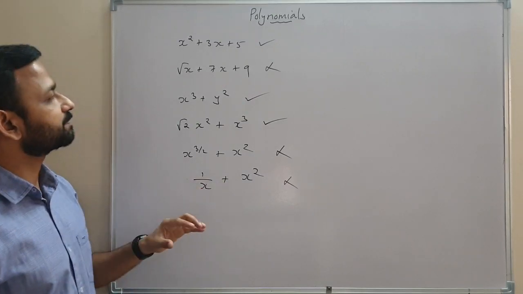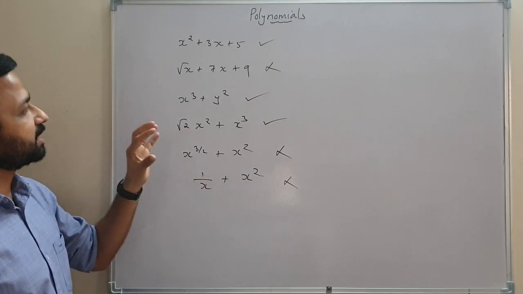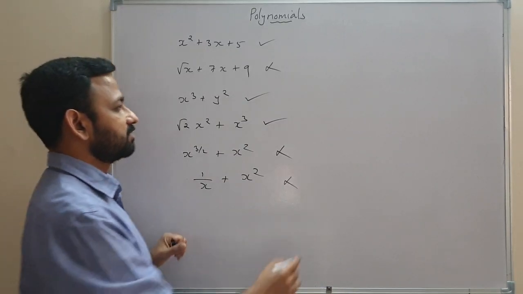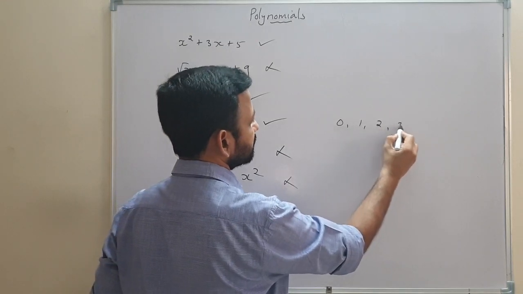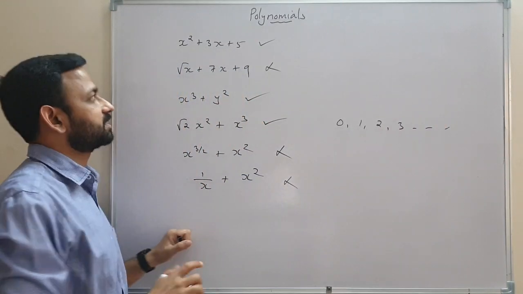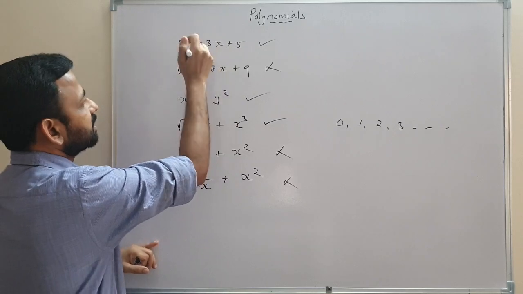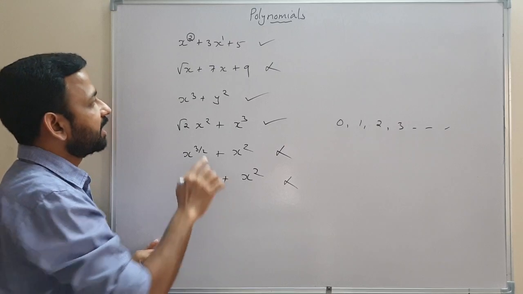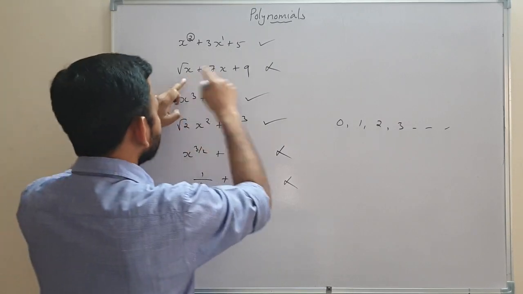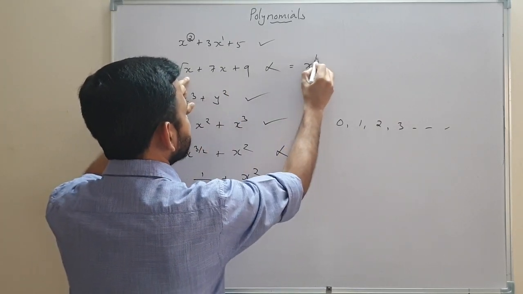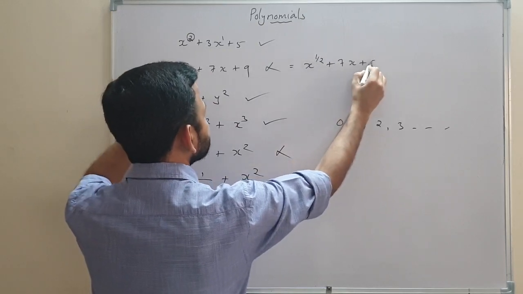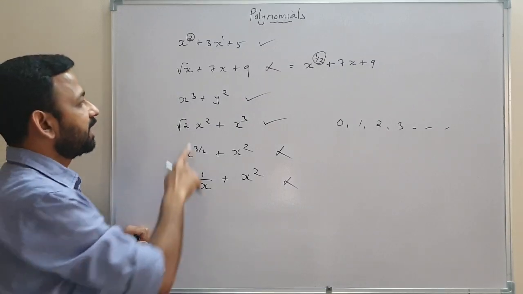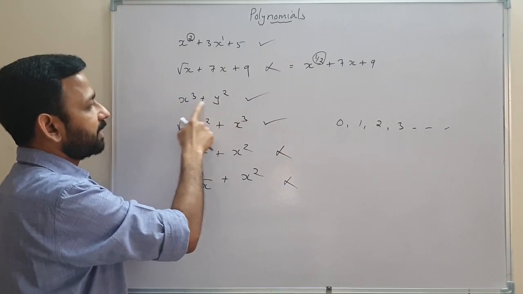So a polynomial is an algebraic expression in which the powers of the variables are whole numbers. Whole numbers means 0, 1, 2, 3, etc. Power of the variables: here the variable is x. The power of the variable here is 2, a whole number. Here it is 1, that is a whole number. And here root x, when we write it in exponential form, is x raised to 1 by 2 plus 7x plus 9. So the power of the variable is not a whole number, that is a fraction. And here the power of the variable is a whole number.